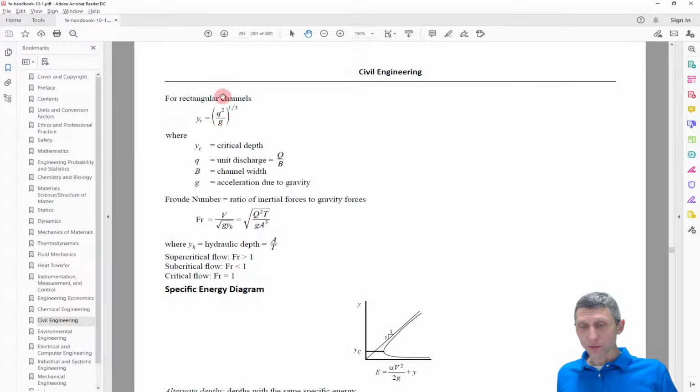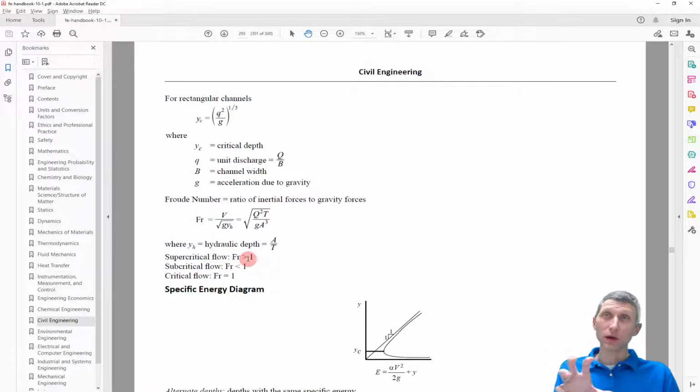And here it is. So for rectangular channels, we have a critical depth. We can calculate the critical depth, but we can also calculate the Froude number. And what we see here is if the Froude number is bigger than 1, we're going to have supercritical flow. And if it's less than 1, we're going to have subcritical flow.